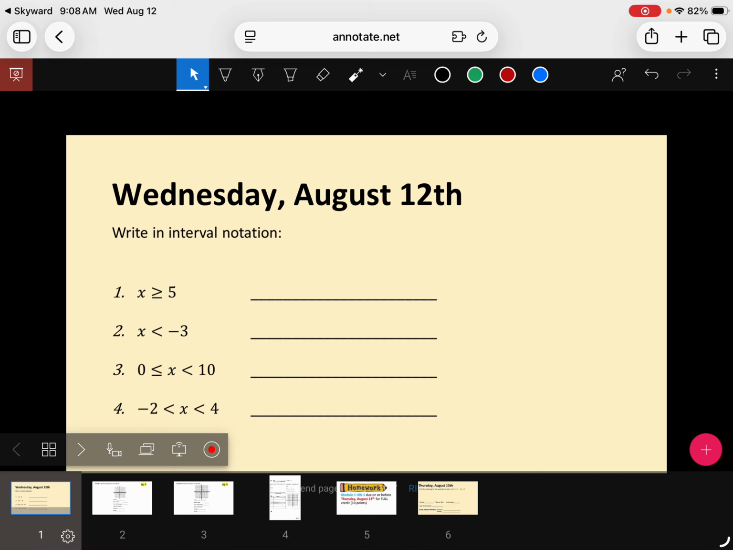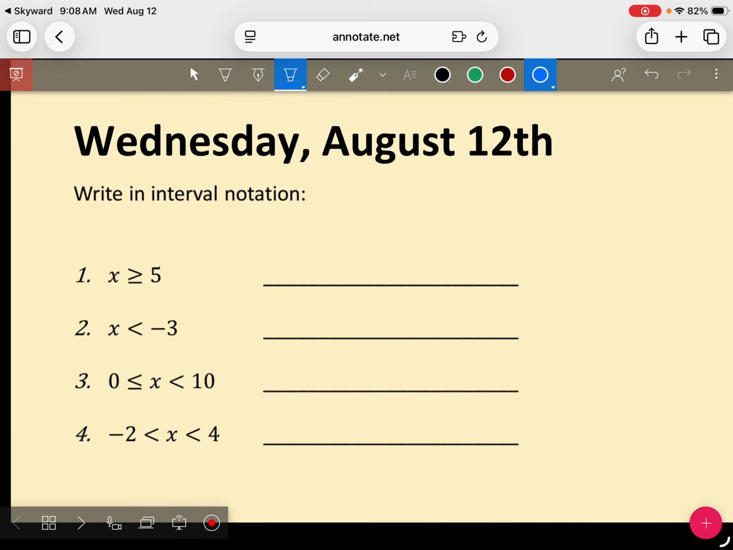All right, so for this first one, it says x is greater than -5. So that means that on the number line, I'm starting at 5, and I'm going up forever. Now, because it says equal to, it is a closed circle. So interval notation is just saying, what are the numbers that would be a part of my solution? So to write that, we will put a bracket on the 5, and it's going up forever. That would be the answer to number 1.